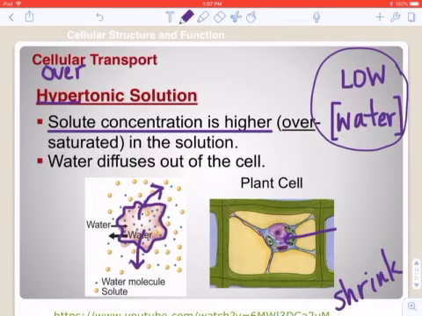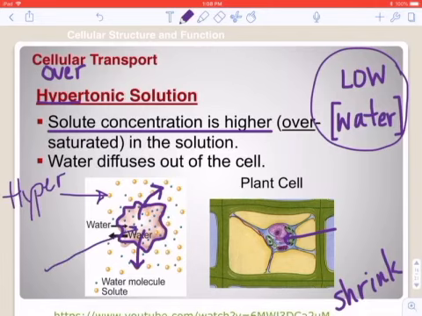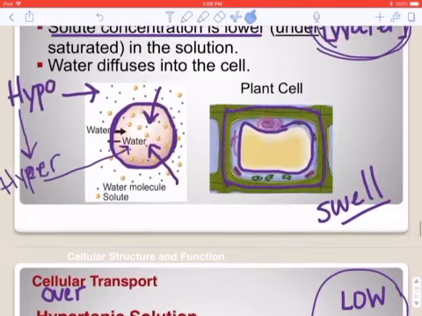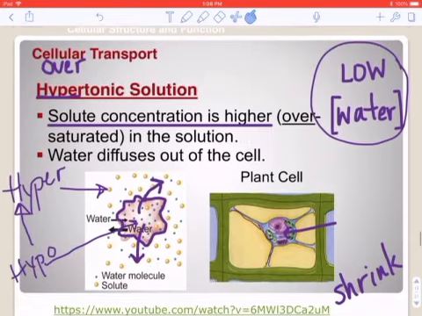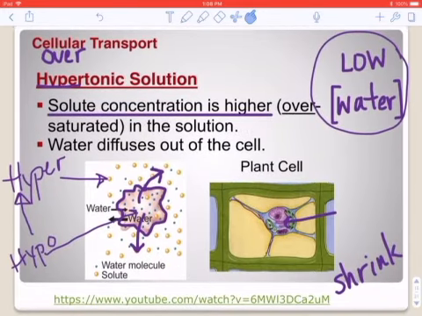Right? So the same thing is true here. If the solution is acting as a hypertonic solution because it has all those solutes, then the cell would be considered a hypotonic solution. And again, water goes from hypo to hyper, from where it's really high in water, hypotonic solution, to where it's really low in water, hypertonic solution.